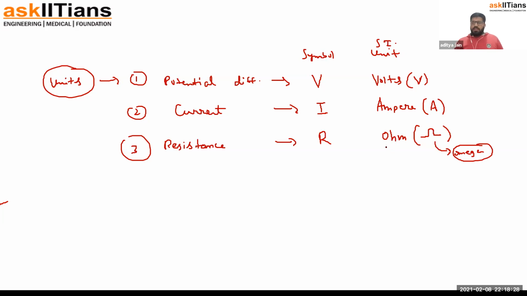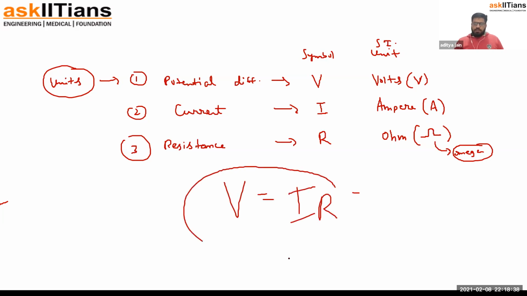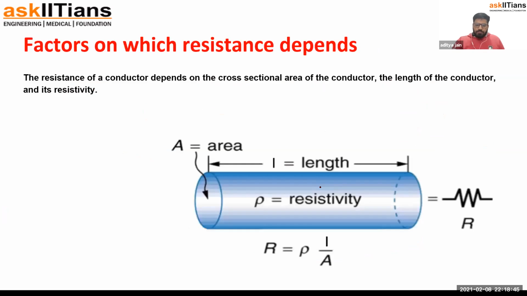So I think the basic three things, potential difference, current, and resistance, are clear. What are their symbols, what are their units, and what is Ohm's law? So Ohm's law is V equals IR. This is Ohm's law. I think this is clear. Done? Okay. Now next, this is also important: the factors on which resistance depends.